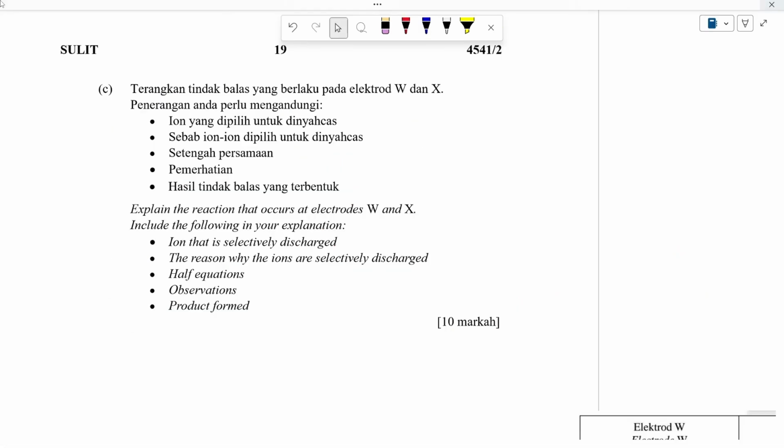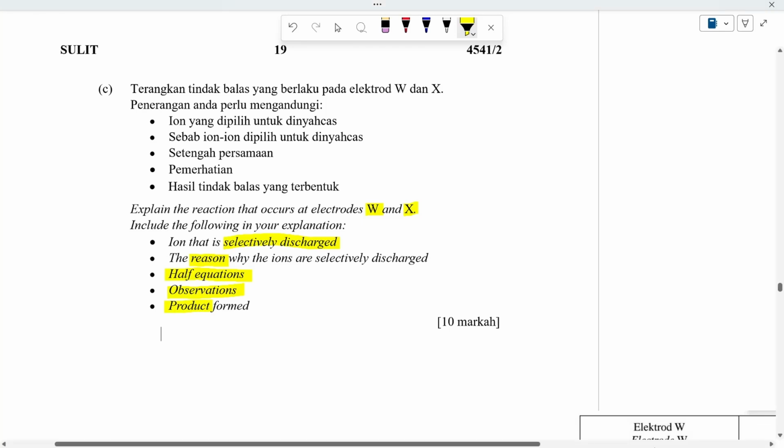Okay, class. Question number 9C. Explain the reaction that occur at the W and X, electrode W and electrode X. So what you need to include here is, first, the ions that are selectively discharged at W and X. Then the reason why you select the ions, selectively discharge of the ions. Then after that, the half equations. Then observation. Then the products.